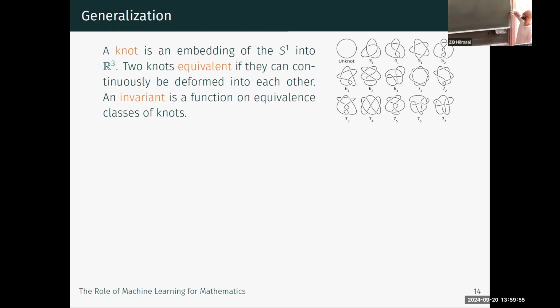Basically, just very, very basically, describe this as a knot, right? It is an embedding of the circle in three-dimensional space, and two knots are equivalent if you can continuously deform one into the other. And then you can describe invariants, which are just functions that are invariant under equivalence, so they're basically defined on the equivalence classes.